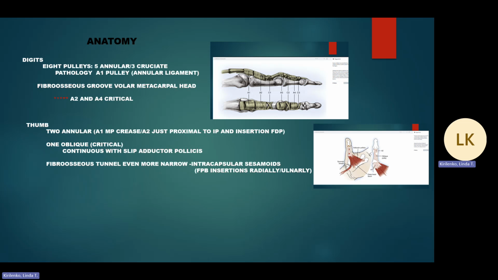The thumb has 2 annular pulleys, one at the MP crease and one just proximal to the IP, and one oblique, which is felt to be the critical pulley in the thumb. It is continuous with the adductor pollicis, and this fibroosseous tunnel is even narrower due to the presence of the sesamoids, which are in the FPB insertions radially and ulnarly at the thumb MP joint.